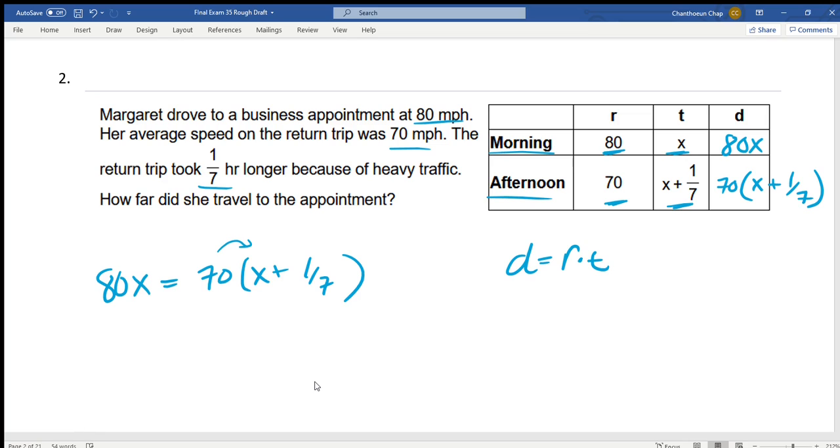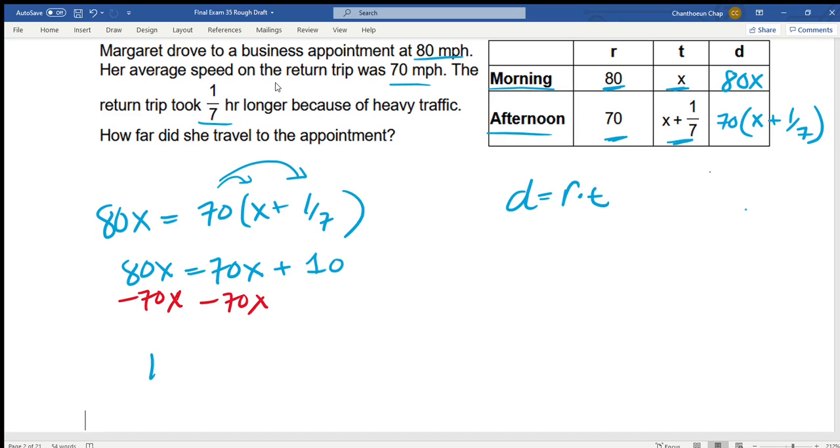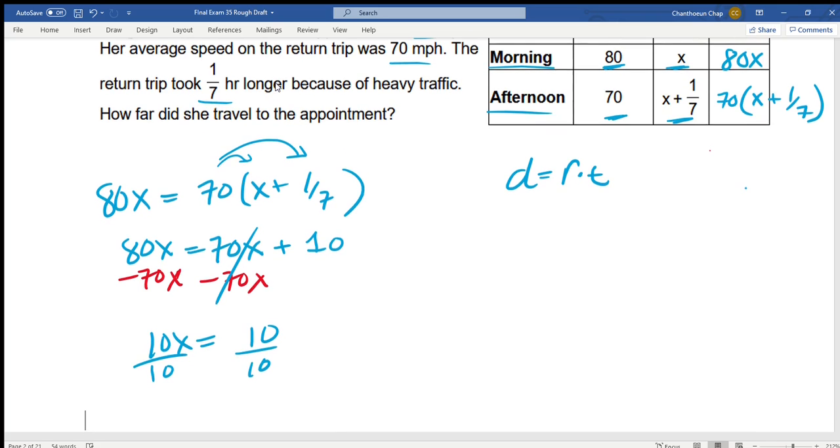Let's distribute the 70. 80x equals 70x plus 70 times 1 over 7 gives me 10. Now I could solve for x. Let's subtract 70x from both sides. 80x minus 70x is 10x, and we have 10 on the right. Let's divide both sides by 10. x equals 1. But this is not our solution.